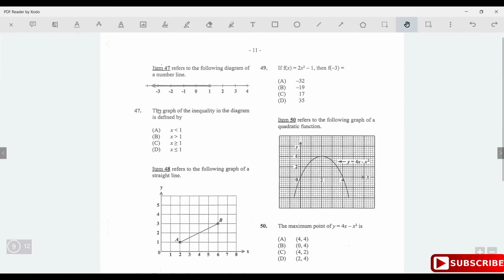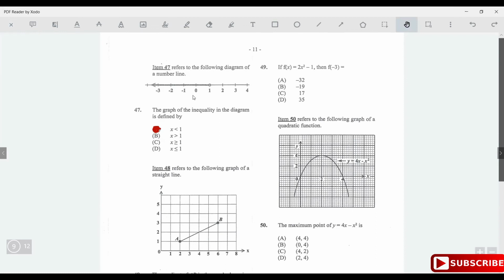All right. The graph of the inequality is shown by x is just less than 1. But because it's not shaded right here, it's not inclusive. So x is less than 1 is A. All right. Easy question. Soft.